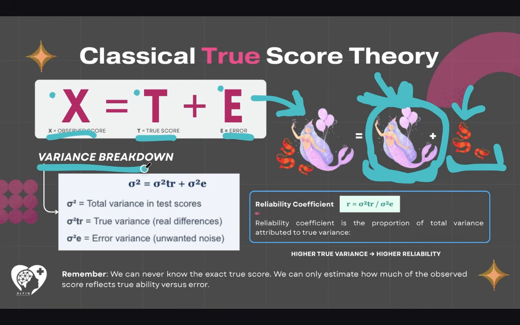Okay, so now let's look at the variance breakdown. So we can break it into two parts, kaning variance. We have the true variance and we have the error variance. So unsa na siyang true variance? True variance reflects our real differences. So this is stable in a sense. So example, si person A has bigger intelligence score compared to person B. So in a sense, there are real differences between the two. So that is the true variance.